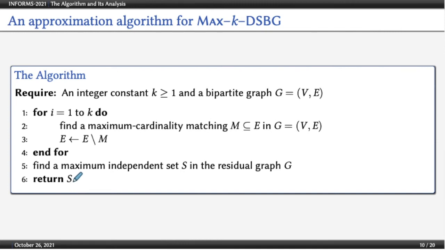Now, since S is an independent set in the residual graph, and this residual graph is obtained from the original graph after removal of k matchings, clearly when we put all these matchings back, the degree of every vertex in the induced subgraph for S will be no more than k. So clearly S is going to be a k-dependent set in the original graph.